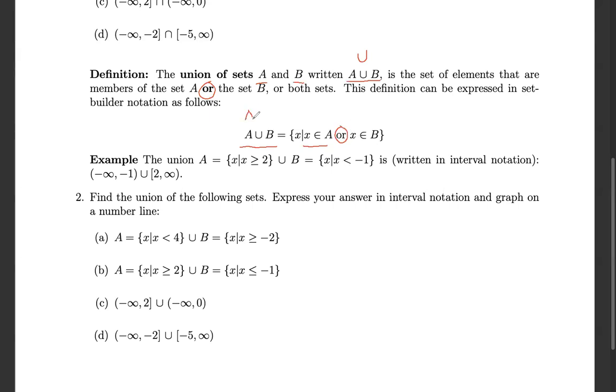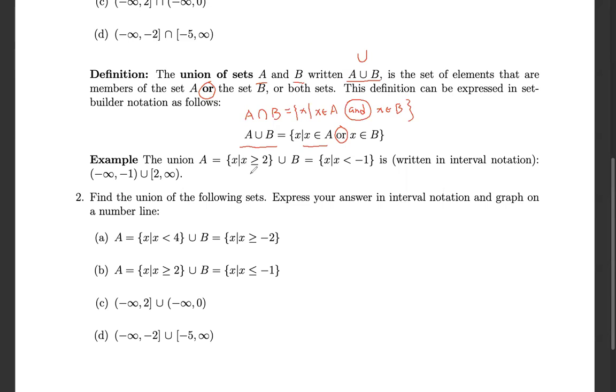So compare with A intersect B. That means X in A and, so those are two keywords, X in B. So intersection is and. So in both. Union is just in one of them, as long as you're in one of them, because it's or.